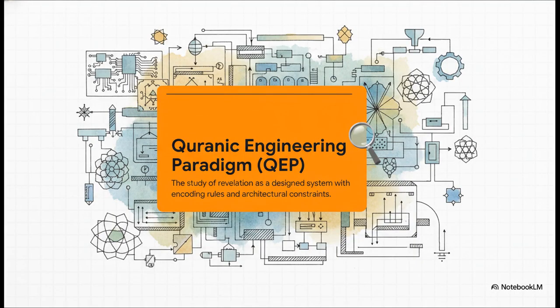So this whole idea has a formal name, the Quranic Engineering Paradigm, or QEP. It's really a framework for studying the Quran as a design system, almost like you'd analyze a complex piece of technology. It's got encoding rules, dependency networks, architectural constraints. The goal isn't to create a new interpretation, but to reconstruct the original design logic.